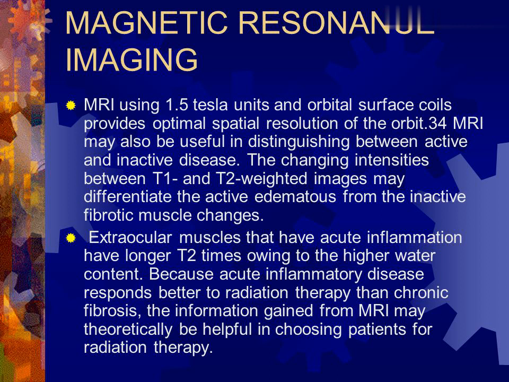The changing intensities between T1 and T2 weighted images may differentiate the active edematous from the inactive fibrotic muscle changes. Extraocular muscles that have acute inflammation have longer T2 times owing to the higher water content. Because acute inflammatory disease responds better to radiation therapy than chronic fibrosis, the information gained from MRI may theoretically be helpful in choosing patients for radiation therapy.